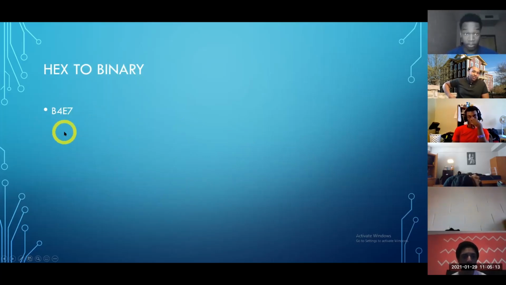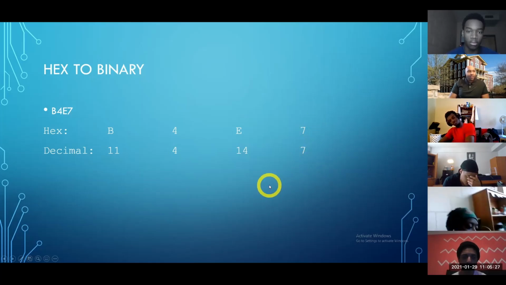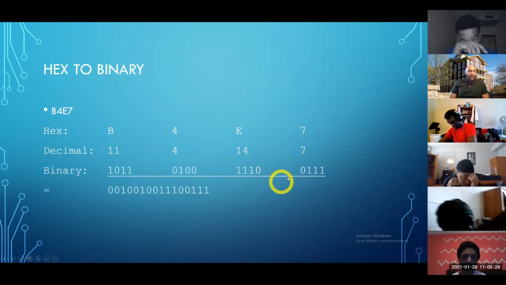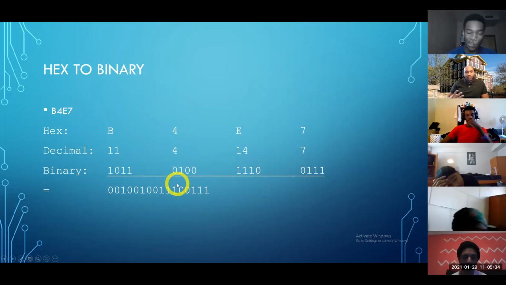Now let's go the inverse way, hex to binary. Again, you separate them out because each one of these represents 4 bits. You do your decimal conversion, so B is 11, 4 is a 4, E is 14, 7 is 7. Then we do our binary conversion from there, each one being 4 bits.